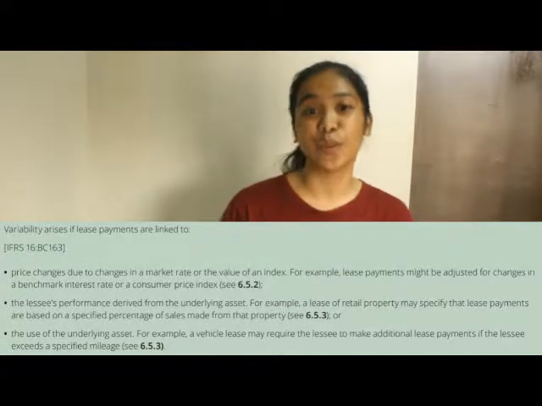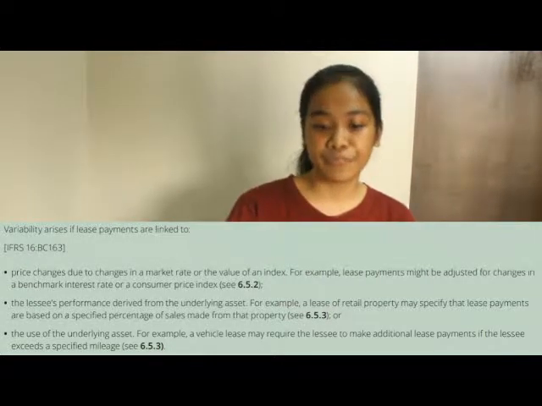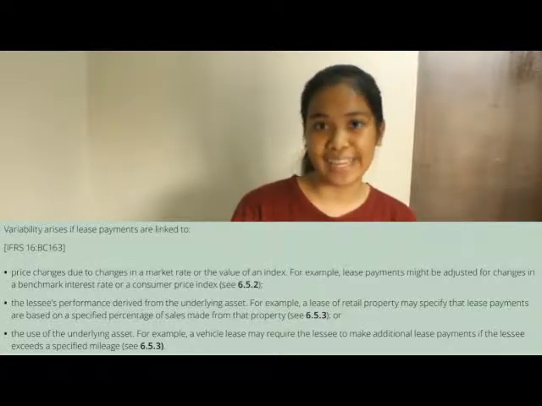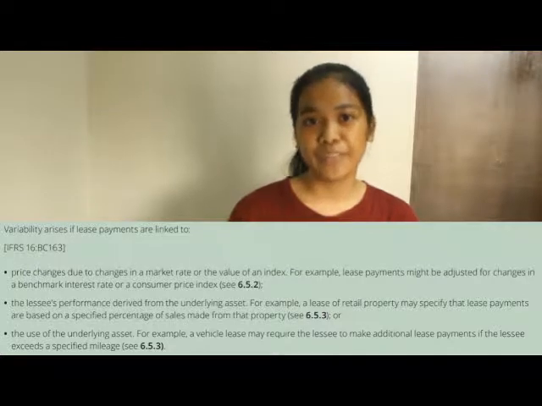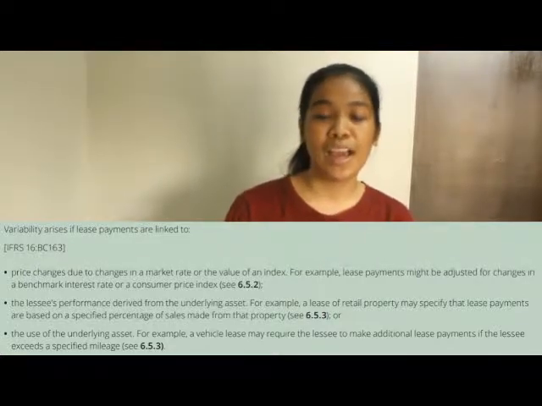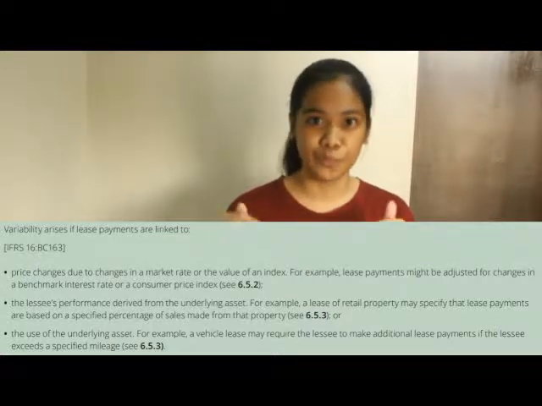So, yung maaaring dahilan is may pagbabago sa index or rate kung saan nakabase ang lease payments, lessee's performance derived from the underlying asset, and yung last naman is yung paggamit ng underlying assets. So, IFRS 16 also gave an example which will be shown below. To fully understand this modification, magbibigay kami ng example.